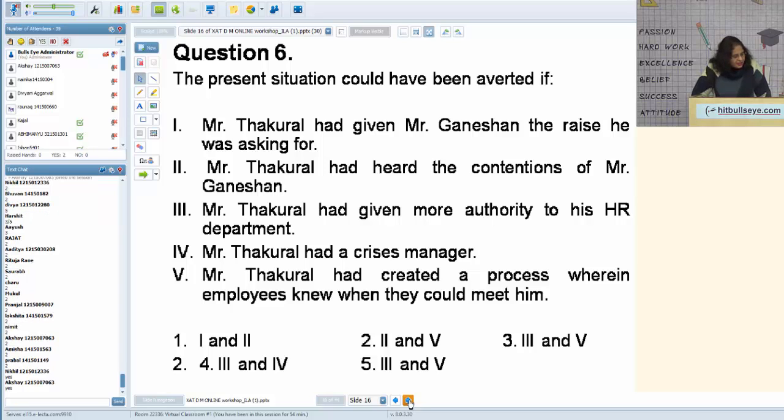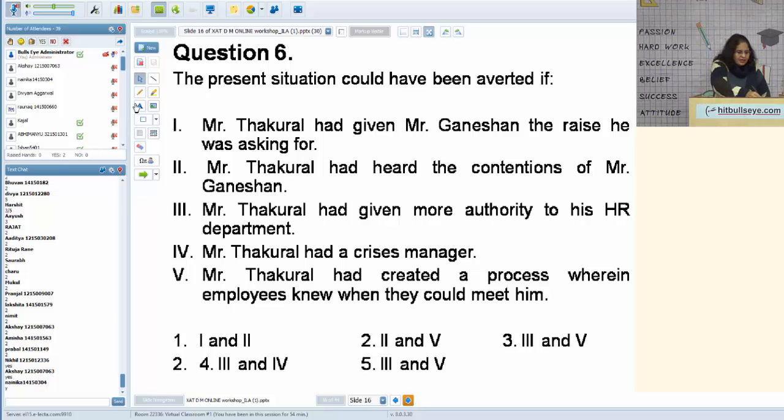So, Lakshita, Pranjal, Nimit, all of you, you feel that Mr. Thakural should have heard the contentions of Mr. Ganeshan. Yes, that is very important because it is what triggered the situation in the first place. And the fifth option had created a process. Yes, what I said earlier was that a process where the HR was a very strong department and HR was doing its duties and everything is very important.